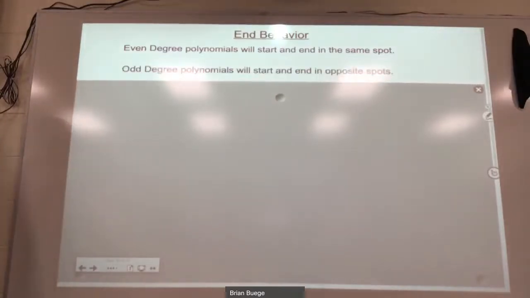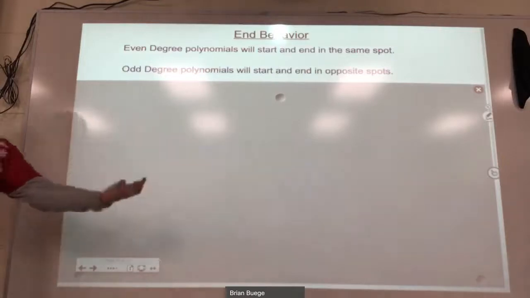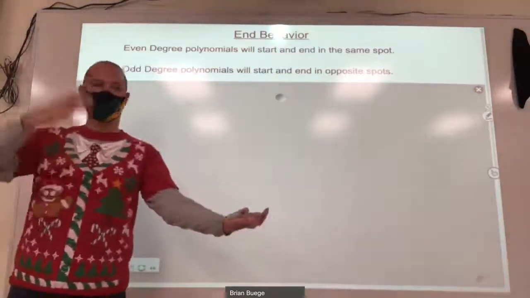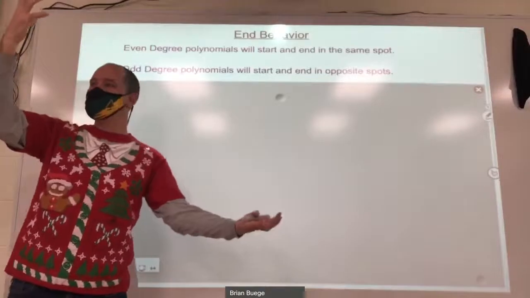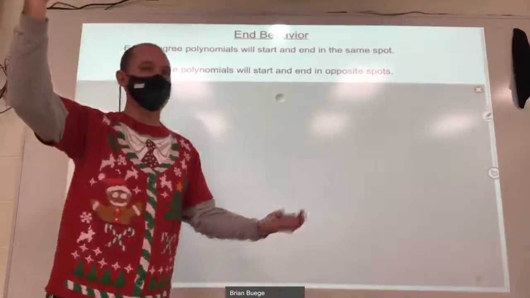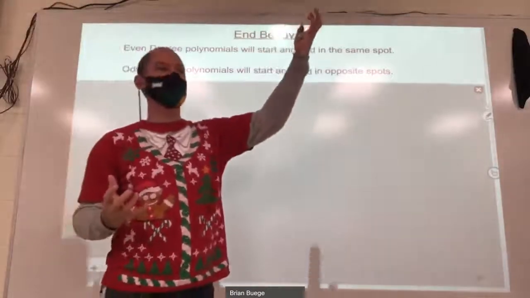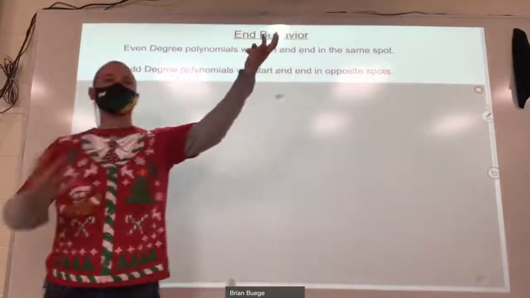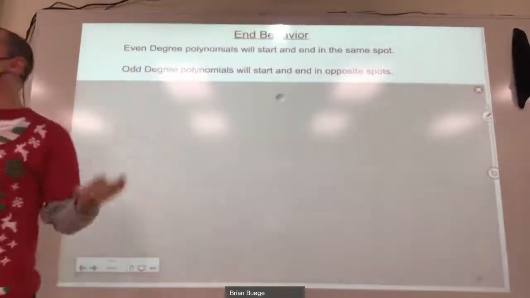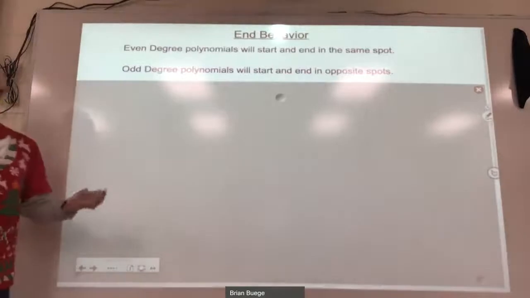Odd degrees will always start and end in opposite spots. Okay? Like a line, we said, if it starts down low, it ends up high. Starts at negative infinity, ends at positive infinity. Or the other way around. Starts at positive infinity and decreases to negative infinity. But they'll always start and end in two different spots.